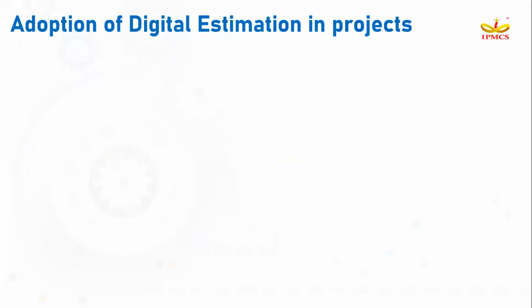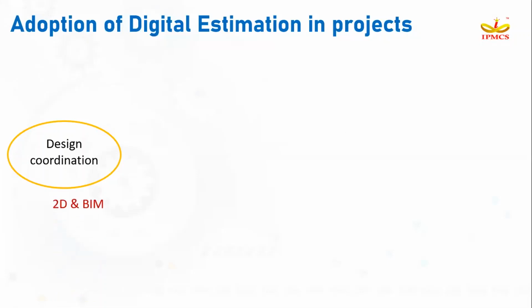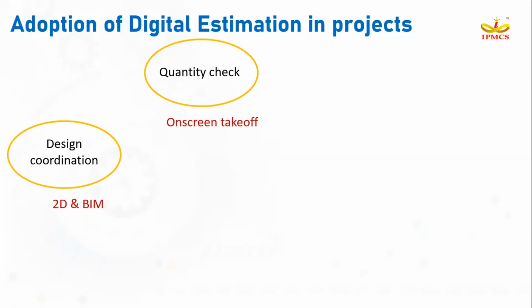So we saw the challenges that happen in a project. When we adopt a digital estimation concept in a project, how can those challenges be overcome? Let's say we adopt digital estimation using I2 Costex. First, in terms of design coordination, we can use both 2D and BIM models in I2 Costex. For quantity check, we use an on-screen takeoff method for our quantity calculation. This helps us overcome the quantity check challenge easily.